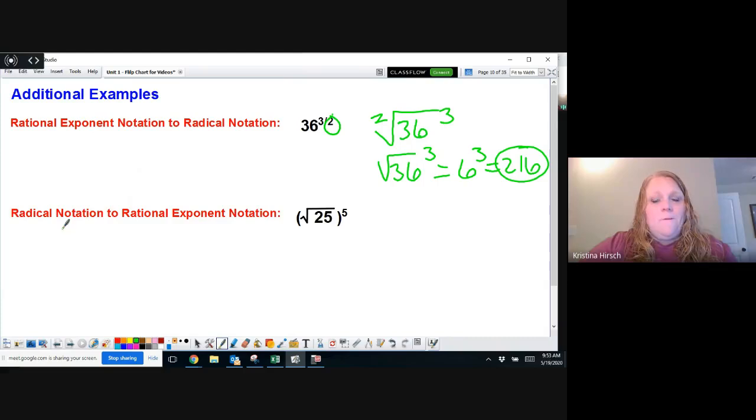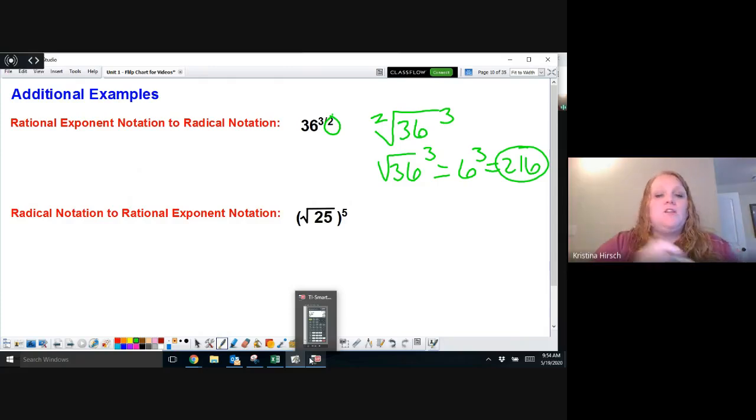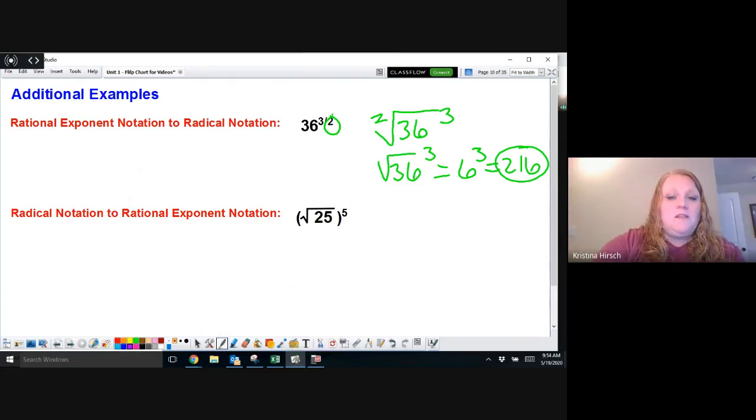All right, so same thing with this next one. We know the square root of 25 is 5. Like we could legit go ahead and do that and say, okay, well, 5 to the 5th power is what? Okay, but to rewrite it in rational exponent notation, I want to remind you that this is really a 2, right? Because square root of 25. So this would be the same thing as 25 to the 5 halves power. All right? And so we could just leave it like that.